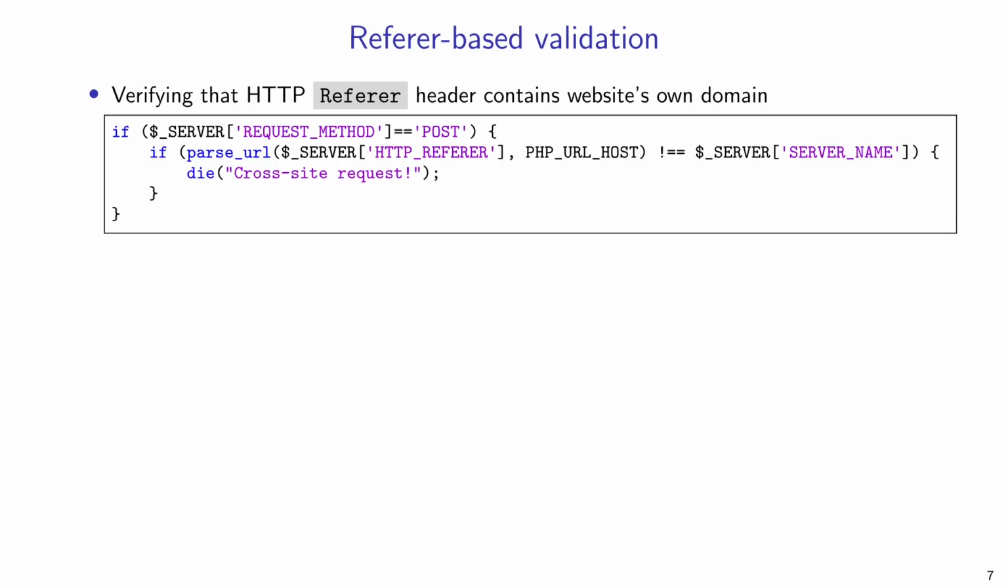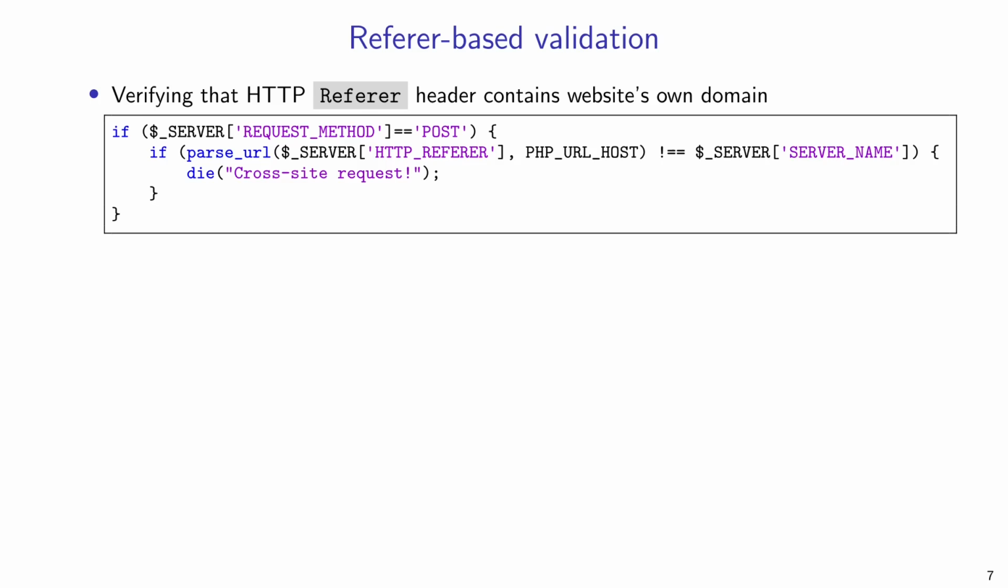Here is code in PHP. So in case of request method equals post, we parse out the hostname from the referer header and compare it to the server's name. If they do not match, then we consider it to be a cross-site request and the execution stops.